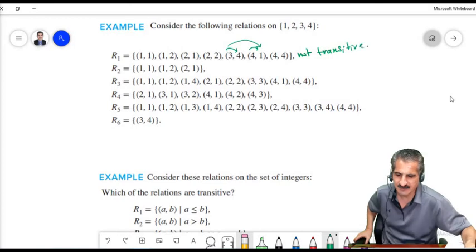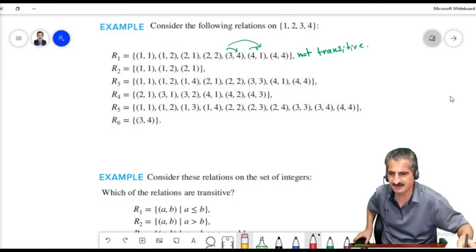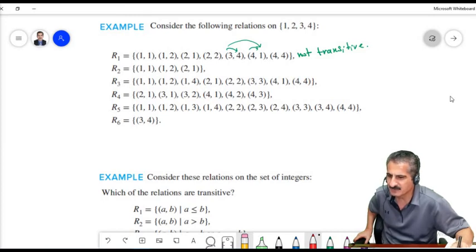So I will keep writing just no or yes. What about R2? 1 is related to 2, 2 is related to 1, and then 1 is related to 1. So is it transitive? Yes. Good.